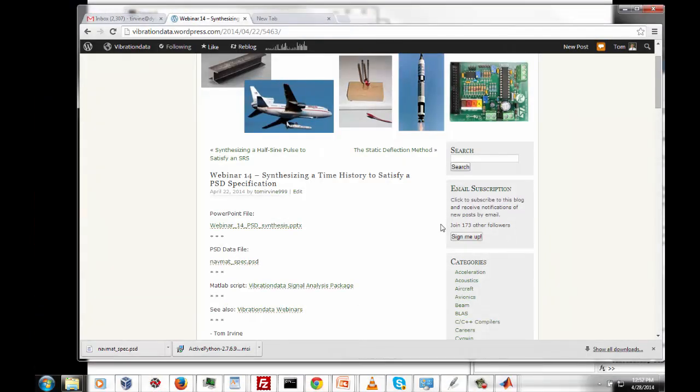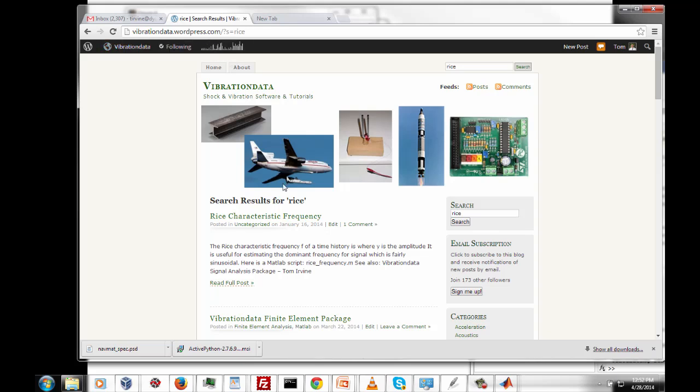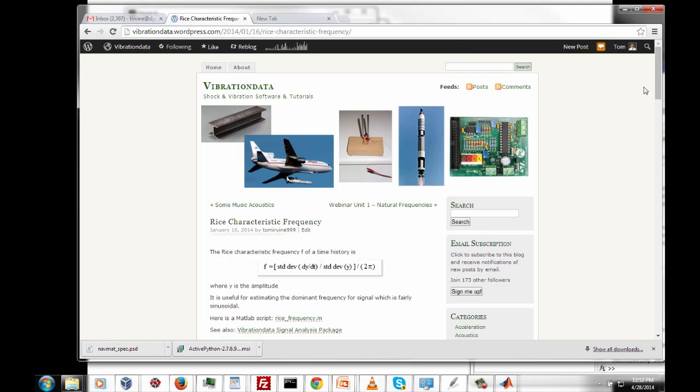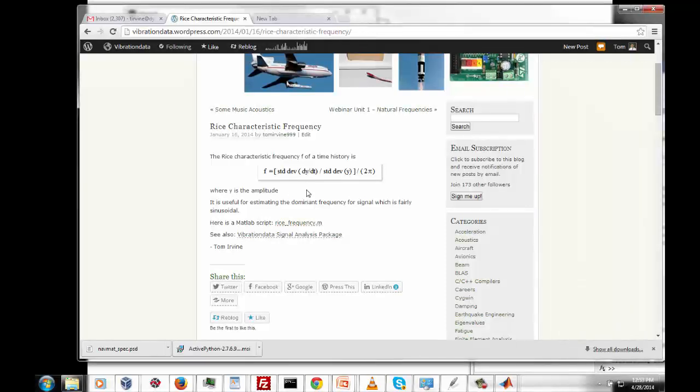And if you're wondering what the Rice frequency is, we've actually covered it before, but let me show you. If we go to our vibration data blog, we can click on Rice characteristic frequency. So what we do is if we have our response amplitude y, and we take its standard deviation, well, it could be an input, it could be a response, it could be any signal whatsoever, but it's just the amplitude of the time signal, of the time history. So in the denominator, we have the standard deviation of the signal. In the numerator, we have the standard deviation of the first derivative with respect to time of that same signal. Take that ratio, divide by 2 pi, and that's our Rice characteristic frequency.